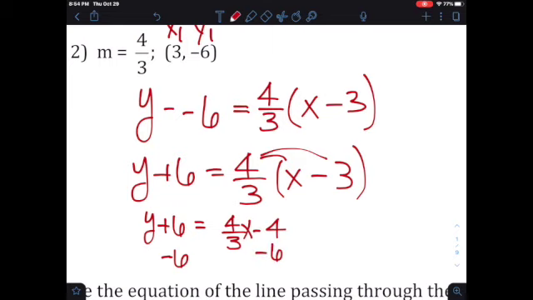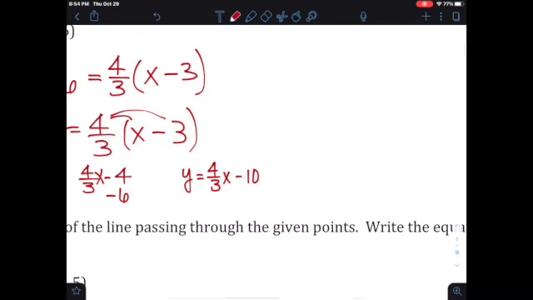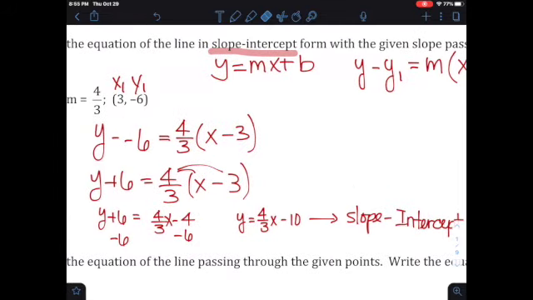Minus 6 both sides. So you will have y equals 4 over 3x minus 10. And that is your slope-intercept form. So this one is going to be your slope intercept. And the other one right here, that's your point.